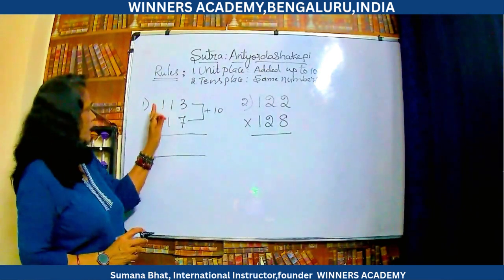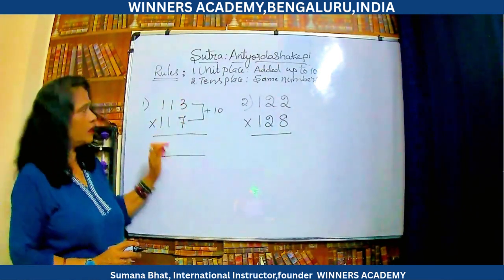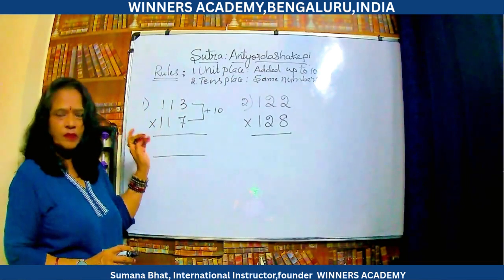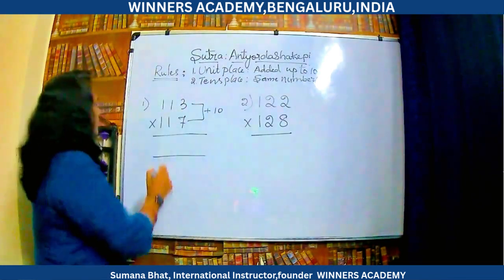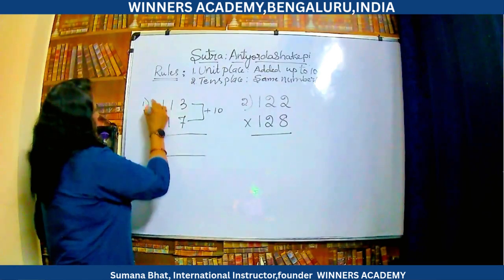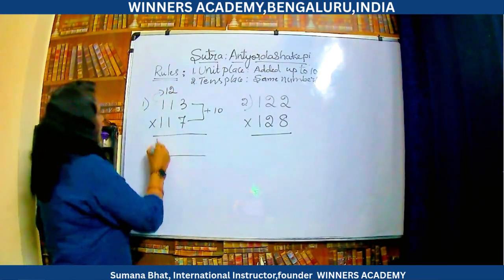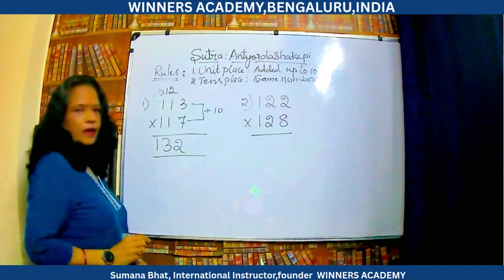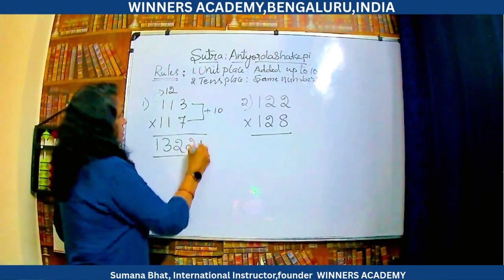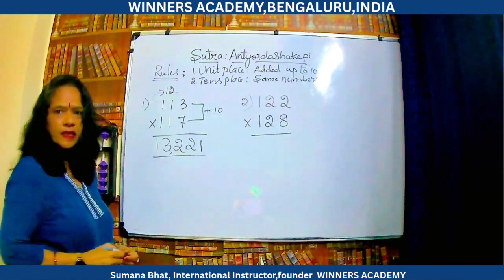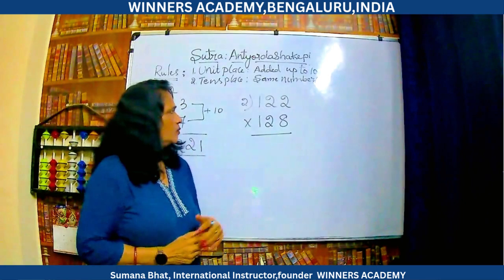So then we take it as two numbers, suppose 113 and 117. 11 is one of the numbers and 3 is the other number. 11 and 11, same number. So that is the condition. How to multiply this? Now let us see. See, 11 into 11, multiply this with the next number, 11 into 12. That will be 132. And multiply 3 into 7. 3 sevens are 21. So the answer is 13,221.